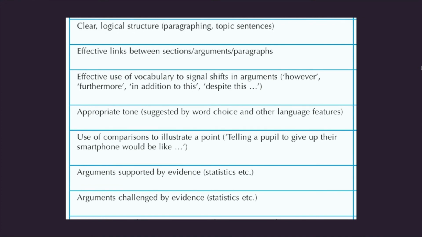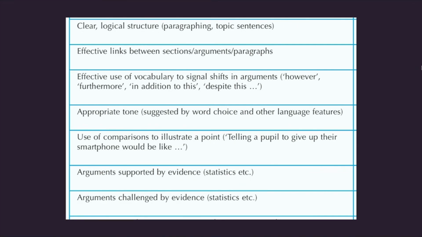An appropriate tone suggested by word choice and other language features. So is the tone of your essay appropriate to the topic? So if you're writing an essay about why, just for example, Shrek 2 is the greatest sequel of all time, you can probably afford to have quite a light-hearted tone. Maybe use word choice and examples that make a bit of a joke and acknowledge the fact that it's quite a playful topic. However, if you're writing about something more serious, something related to the medical profession, for example, then you might want to have a bit more of a serious, harder-edged tone, and you might use different language. So think a great deal about your tone.